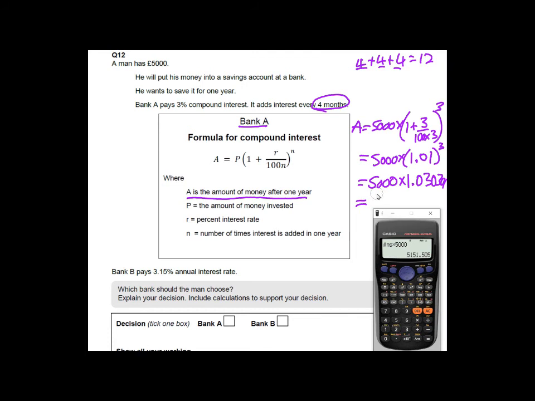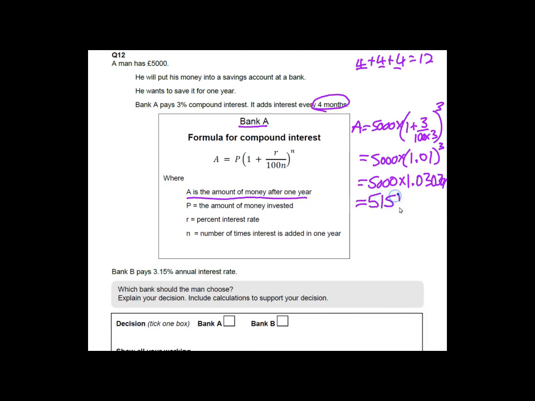£5,151 and 50.5 pence. Now, because it's money, we're going to have to round. So we'll do our rounding and we'll take £5,151. In fact, we'll turn this into pounds. And then we'll look at the next number along and we'll call it 51 pence. So that's how much you would get after a year with Bank A.